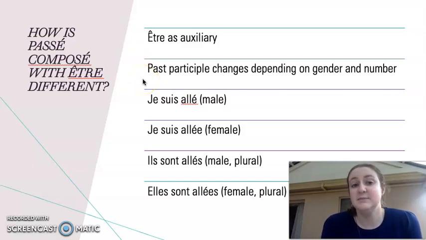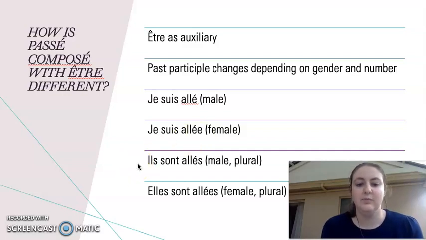Mainly, the past participle can change depending on the gender of the speaker and the number of people who are speaking. So in our first example, je suis allé, you can tell that it is a male speaker because we haven't changed the formation of our past participle at all. However, in our second example, je suis allée, it gives you an idea that it is actually a female speaking because we've added an E on the end of allé.